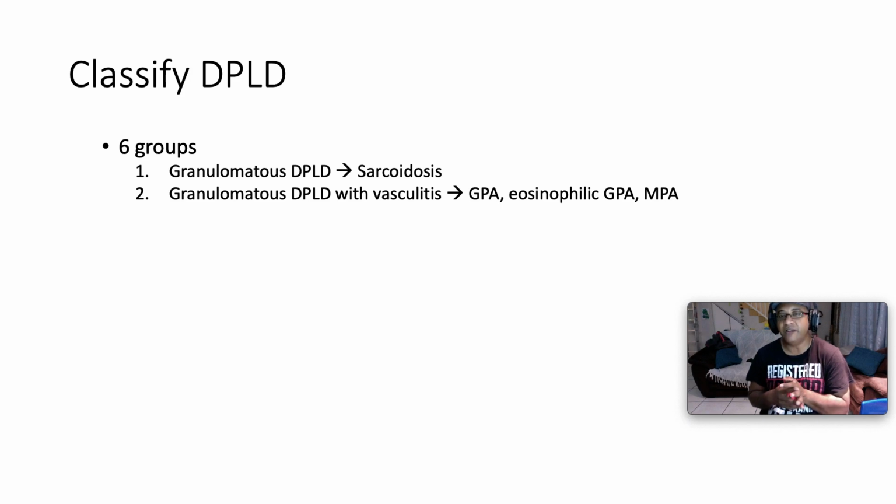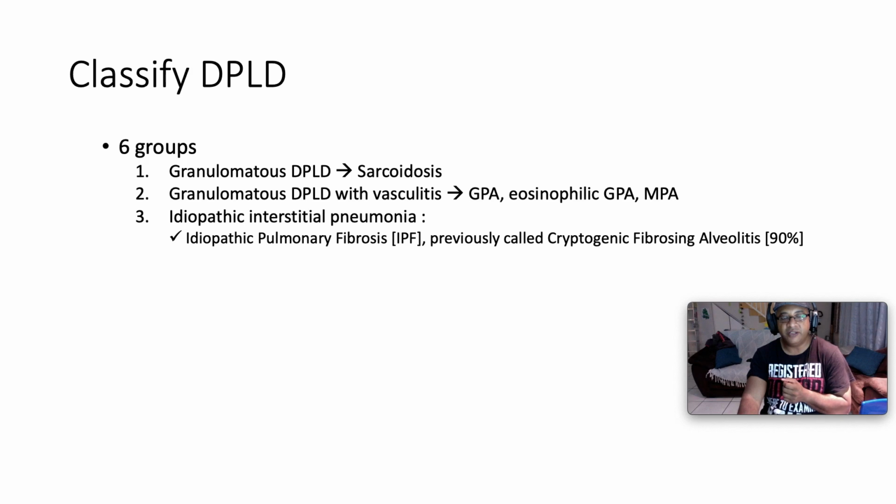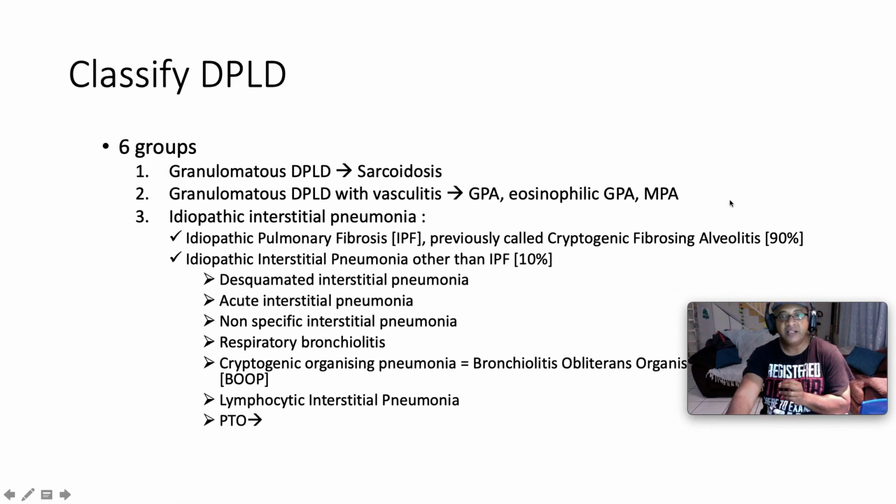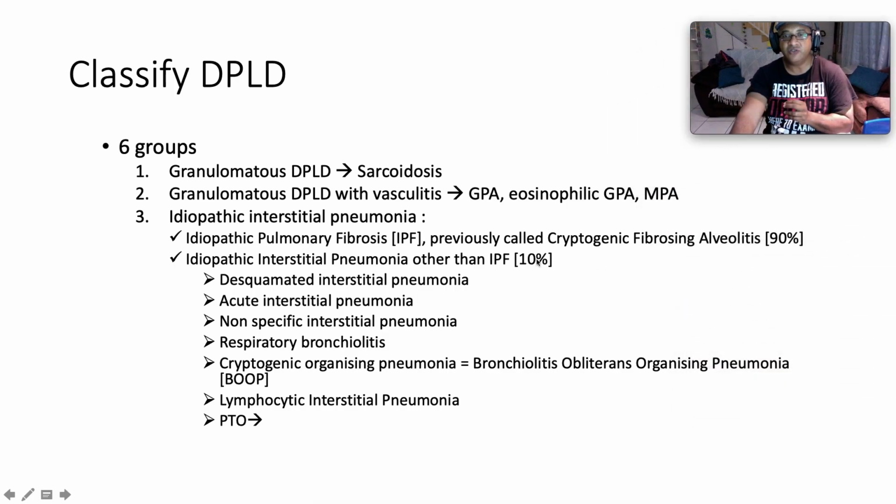Then we have its close brother in arms, eosinophilic GPA, which is previously termed Churg-Strauss syndrome, and then, of course, microscopic polyangiitis as well. The third group is that of the idiopathic interstitial pneumonias, right, of which the poster child is idiopathic pulmonary fibrosis, IPF, which is previously called cryptogenic fibrosing alveolitis. That happens in 90%. Then we've got idiopathic interstitial pneumonia other than IPF, which accounts for the other 10%.